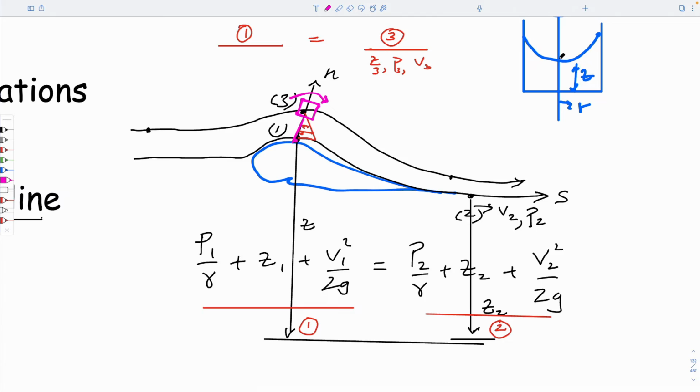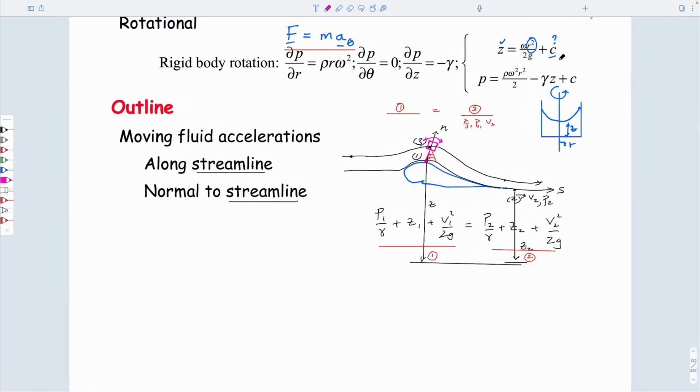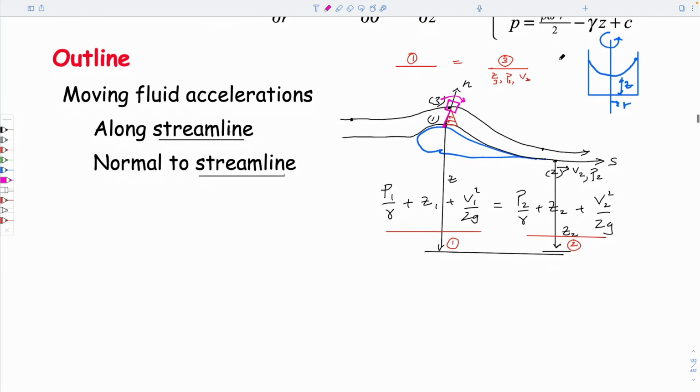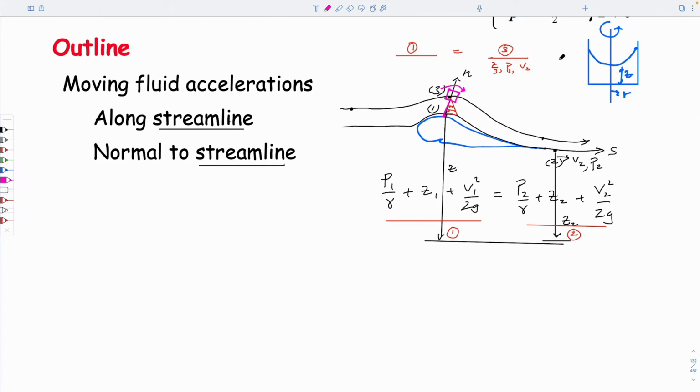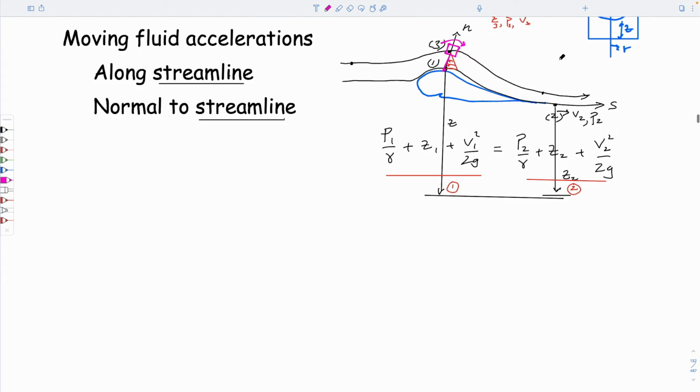And so that's essentially what we'll do. We'll take the expressions that we have so far, we won't rederive them, and today we'll do it along the streamline, and Friday we'll do it across the streamline, but we'll derive the expressions for Bernoulli very straightforwardly. So that's our task for today. Okay? So that's my plan.